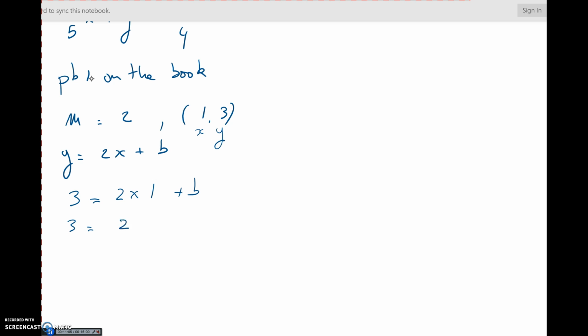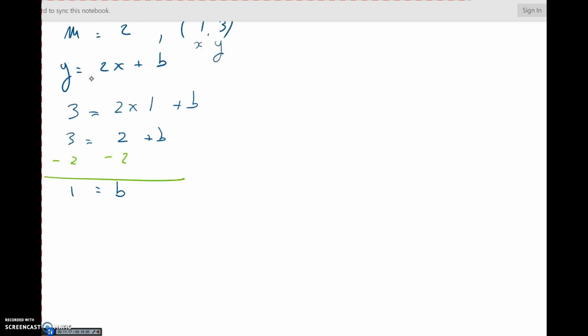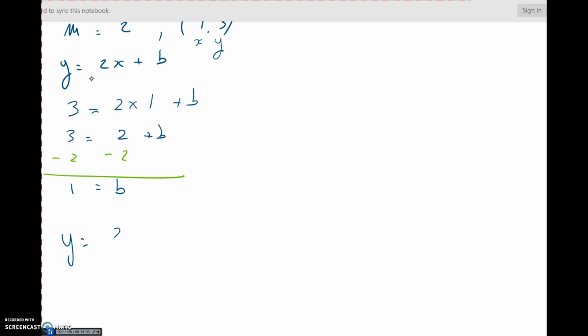So 3 equals 2 plus b. You subtract 2 from both sides because you are looking for b. And you end up having b equals 1. And now you can say, oh, okay, b equals 1. That means y equals 2x plus b, equals 2x plus 1. And then you have your equation.